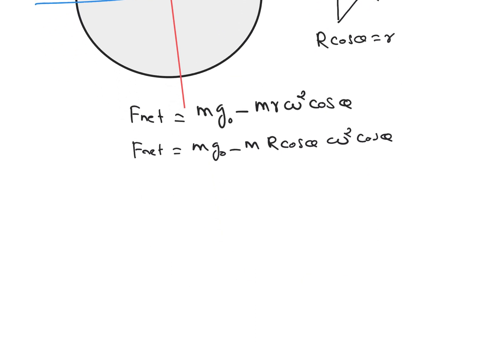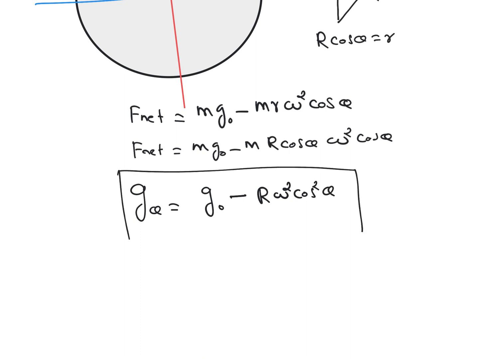So if you would like to find the value of acceleration at an angle theta or at a latitude theta, that is force divided by mass, we get g naught, the acceleration due to gravity on the surface without considering rotation, minus the component because of rotation, that is R omega square cos square theta. So we can say that due to rotation of Earth, the acceleration due to gravity will decrease by a factor R omega square cos square theta.